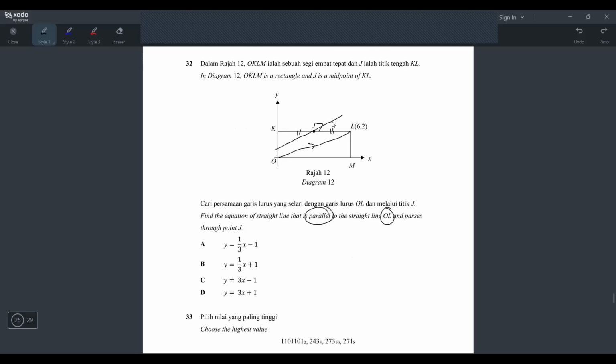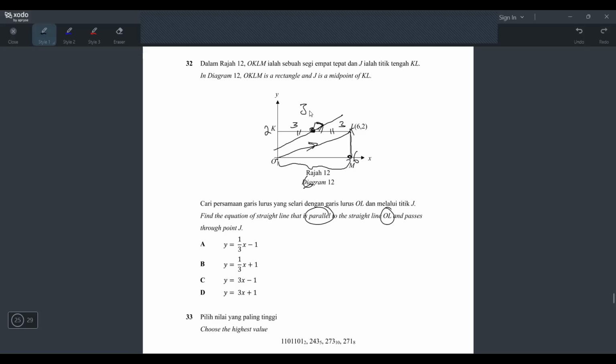Okay, I draw. My line doesn't look parallel, but just assume they are parallel. And then it passes through J. So how to do this question? Let me think. Point L is (6, 2). So if I project down here, this is 6, and if I project here, this is 2, right? I can calculate the distance here, because from here to here is 6 units. And since this is the midpoint, this must be 3 units, 3 units.